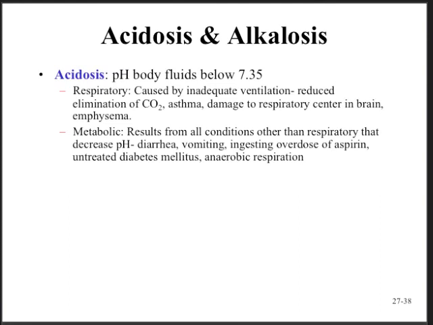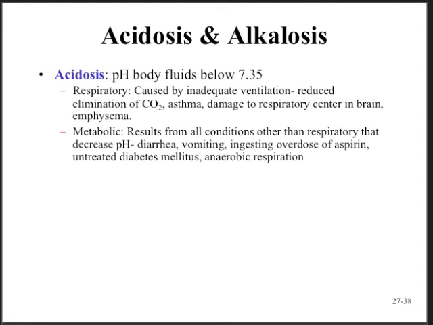Metabolic acidosis results from all conditions other than respiratory that are going to decrease pH, and these include diarrhea, vomiting, and ingesting an overdose of aspirin. Untreated diabetes results in metabolic acidosis due to the production of keto acids as essentially metabolic byproducts that in and of themselves are going to reduce pH because they are proton donors. This is due to the fact that we can't completely oxidize fat without some carbohydrate intermediates.